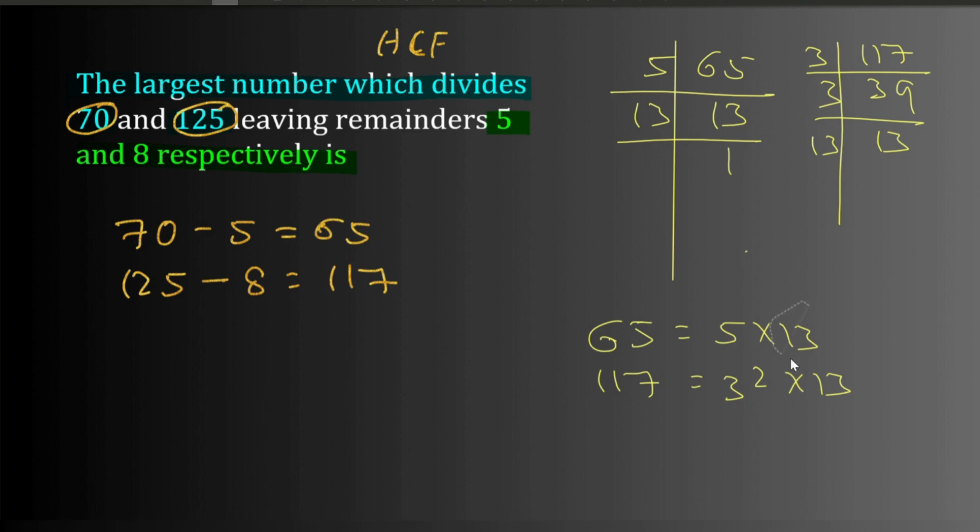So we have to look for a common factor and the highest common factor. Although 13 is the only common factor, so the highest common factor is 13 only. So we'll say that the required number in this case is 13. So 13 is one such number, or the largest number, which divides 70 as well as 125, leaving 5 and 8.